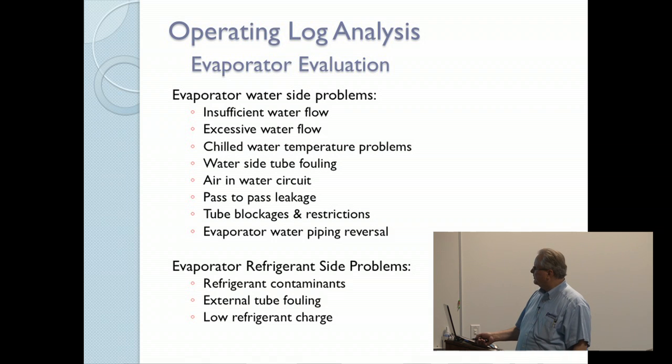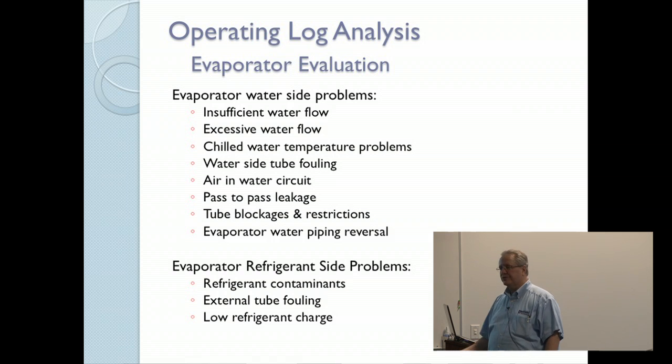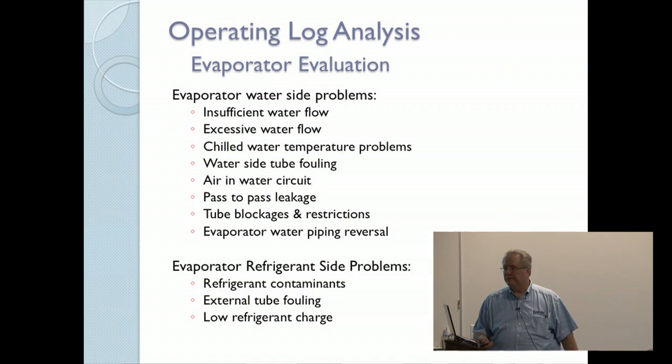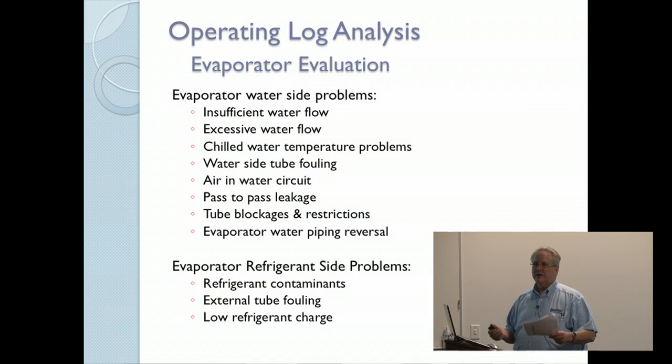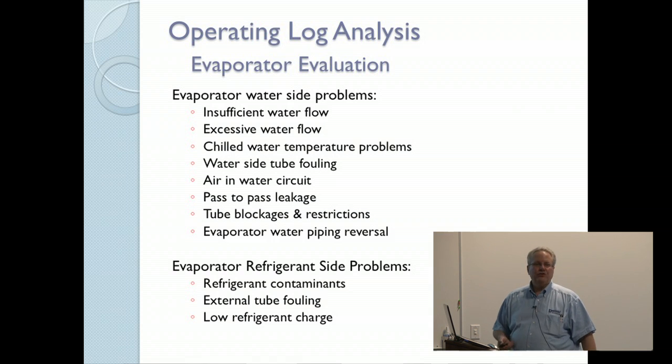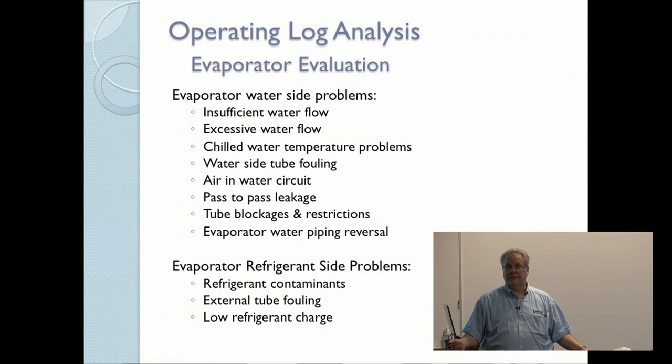Chill water temperature problems. You could have refrigerant contaminants, external tube fouling, and low refrigerant charge. It's usually in the evaporator that you can determine with your approach temperature and other information if you've got a low refrigerant charge or not. These other two are worth mentioning. Refrigerant contaminants can look like a lot of little things, but the biggest culprit is oil, refrigerant oil. You can have too much refrigerant oil in there, or it's getting logged into the evaporator, not getting back to where it needs to.